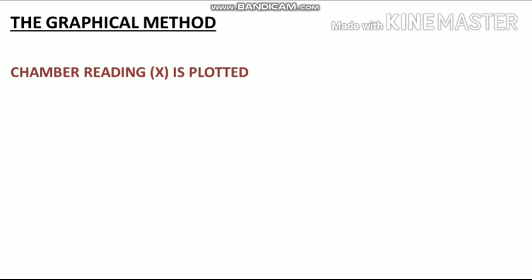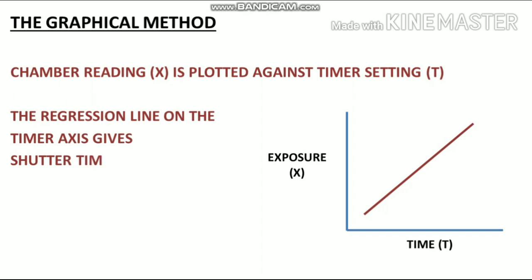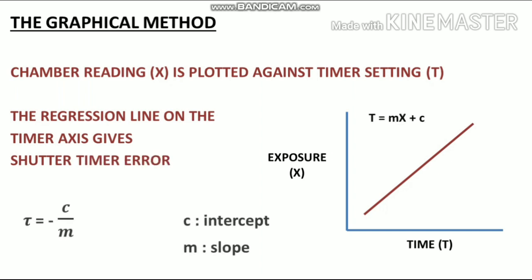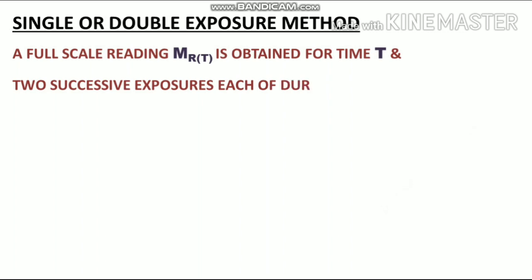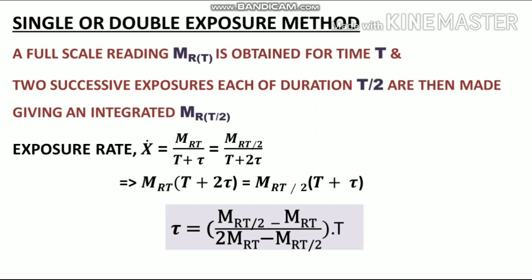In the graphical method, the chamber reading or the ionization produced is plotted against different timer settings and a straight line is obtained. The regression line or the best fitted line on the timer axis gives the shutter timer error. In the third method, that is single or double exposure method, the chamber is irradiated for a set time and a meter reading is obtained. Then the set time is divided into 2 and the chamber is irradiated without stopping the electrometer. Using the exposure rate in these two conditions, the timer error is calculated.